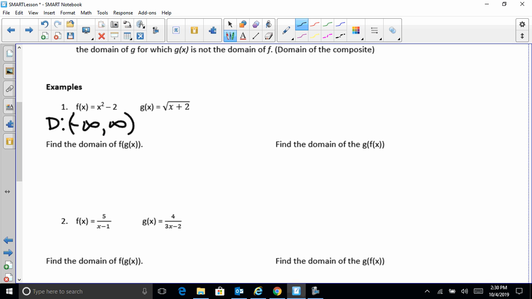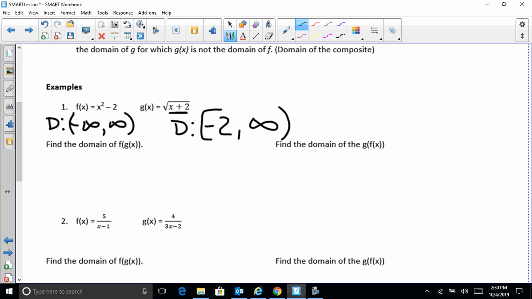Now, looking at the g of x, there are restrictions. It's a square root, so it can only be positive. So we have to think about when would this be negative, and that's going to be negative whenever we're less than negative 2, because if we're less than negative 2, then we're going to have a negative under our radical, and we're in the real number system, we're not taking square roots of negatives. So our domain here is negative 2 to infinity. And it can be negative 2, because a negative 2 gives us a 0. We can take the square root of 0. Again, you can refer back to the parent function if you would like.